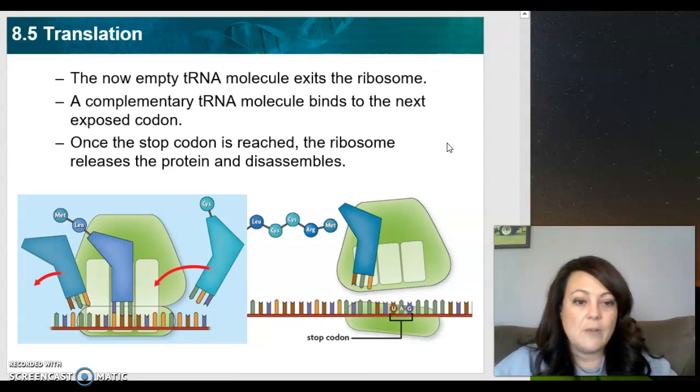We have another video that I'm going to link. It's one of my favorite. It's also on my website. I'm going to link that video so you guys can see how this is happening. As you're watching the video, you might notice that the little yellow things that are flying in, those are all of the tRNA molecules.